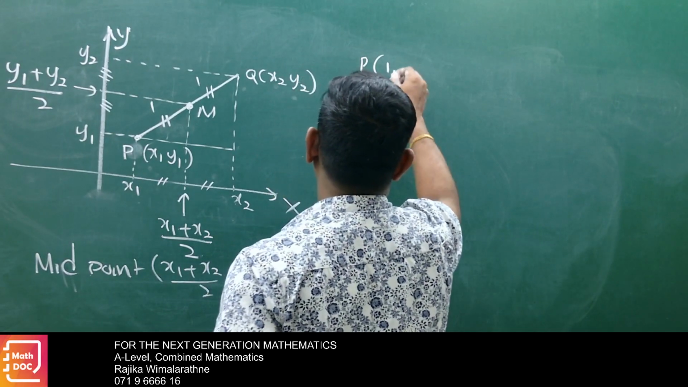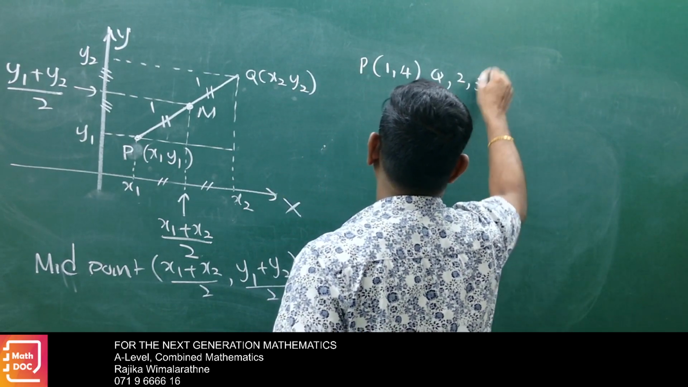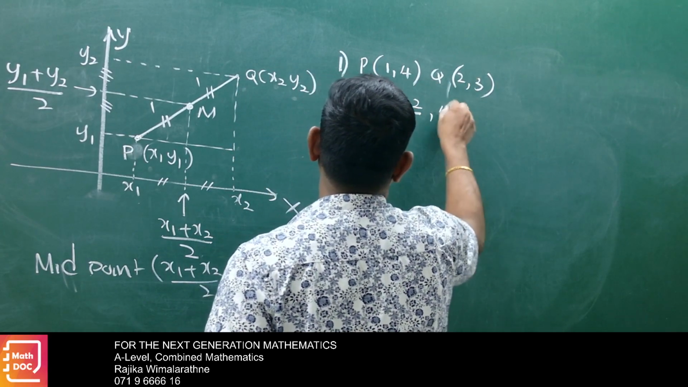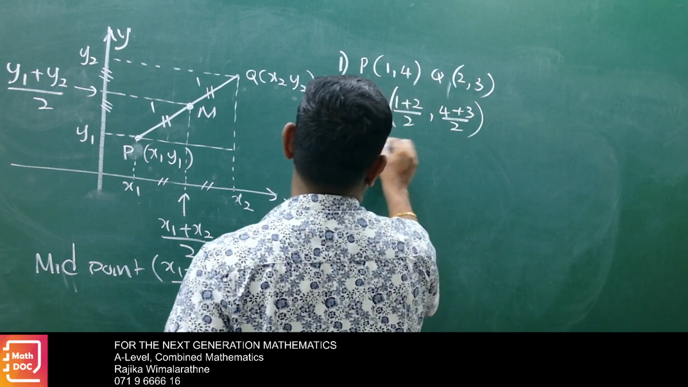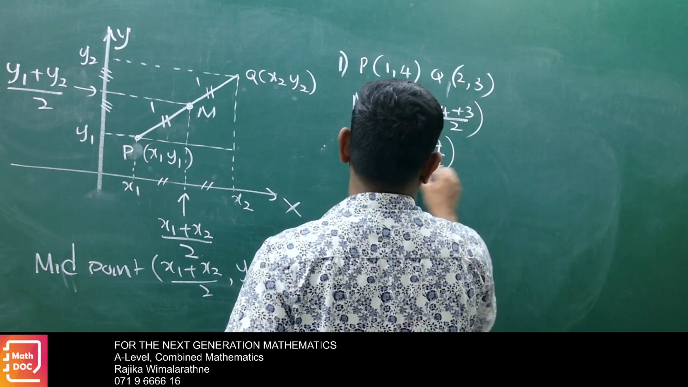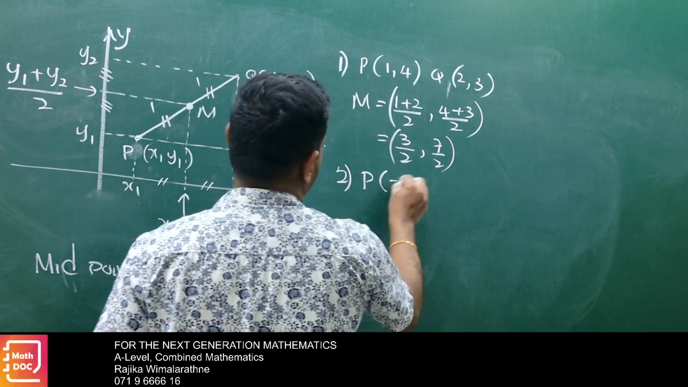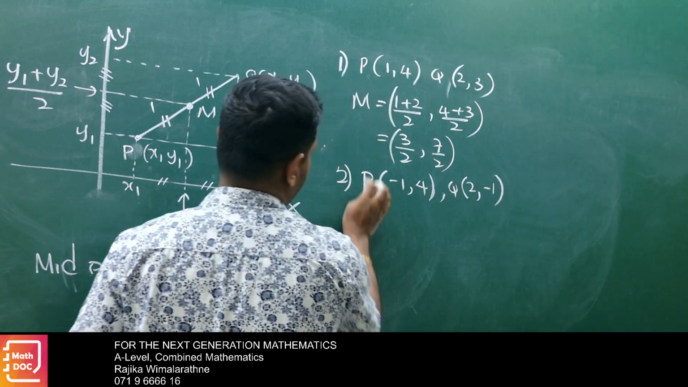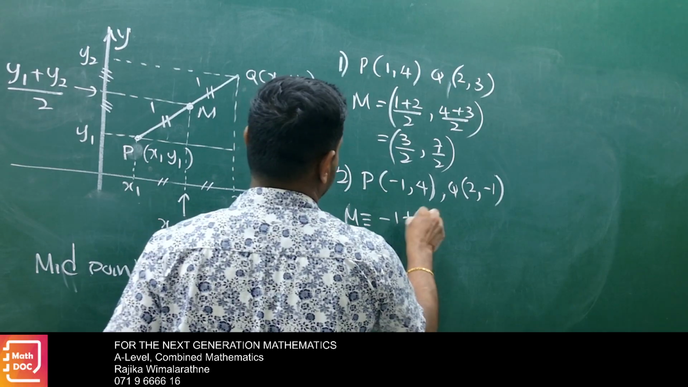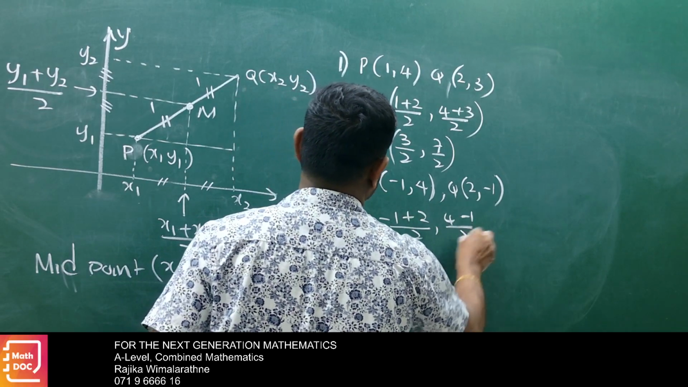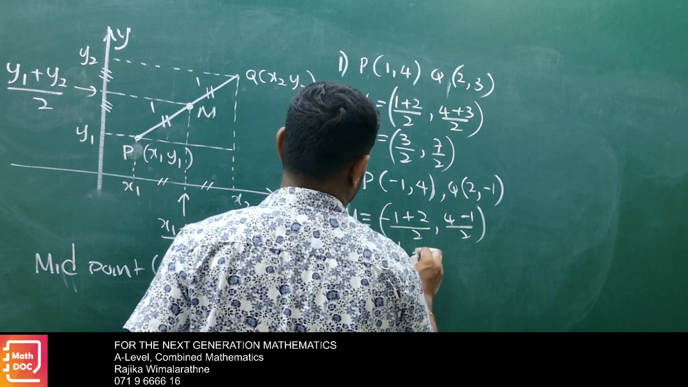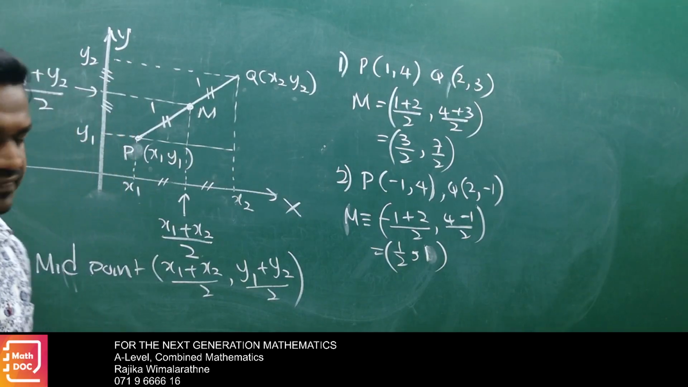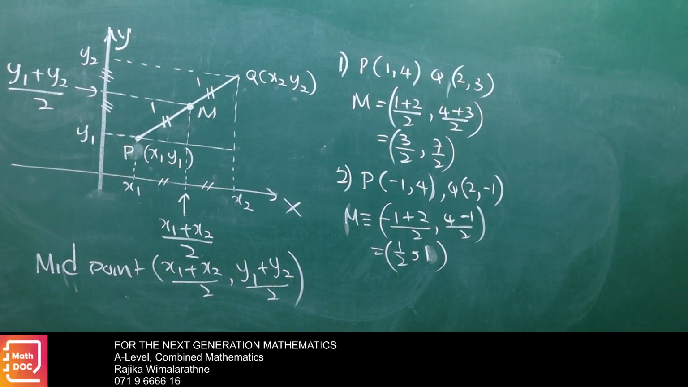Then consider P (1, 4), Q (2, 3). The midpoint is 1 plus 2 over 2, 4 plus 3 over 2, that is 3 over 2, 7 over 2. P (minus 1, 4), Q (2, minus 1). Then the midpoint is minus 1 plus 2 over 2, 4 minus 1 over 2, that is 1 over 2, comma 3 over 2. Likewise, you can directly write the section formula for the midpoint.